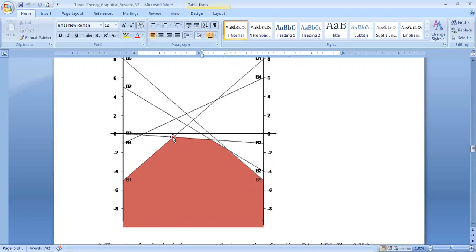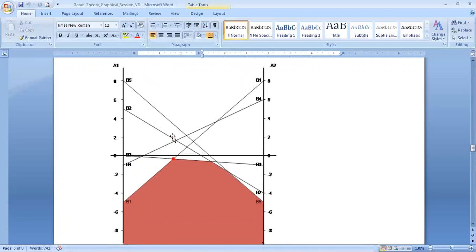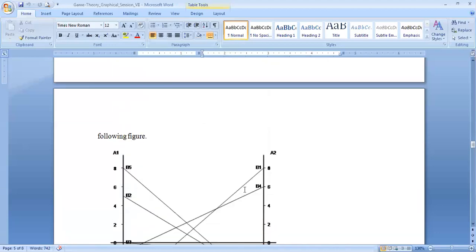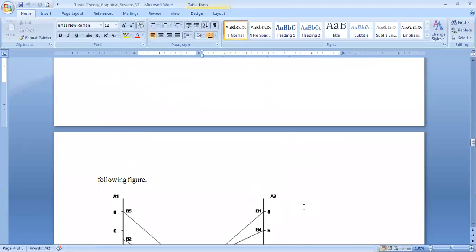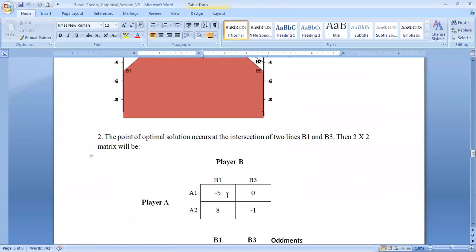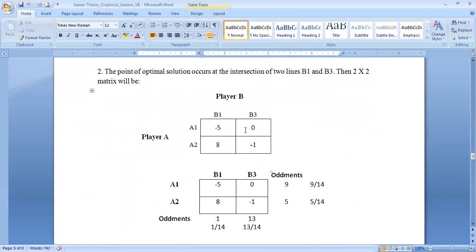Again, this maximin point is made up of 2 lines: B1, that is minus 5 and 8, and B3, that is 0 and minus 1. These two, B1 and B3, are the 2 strategies which will maximize the gain for player A. So here we have reduced it to B1 and B3. Then the 2 by 2 matrix will be like this: minus 5, 8, 0, and minus 1.